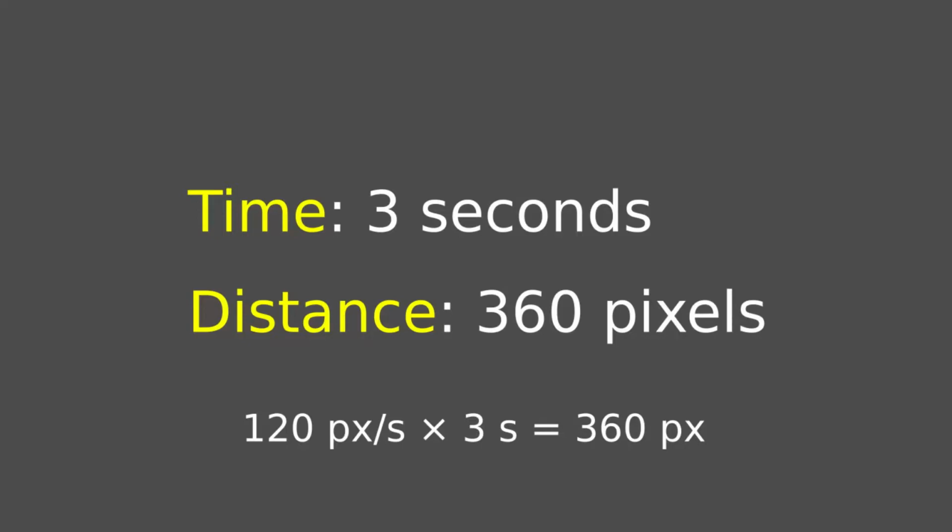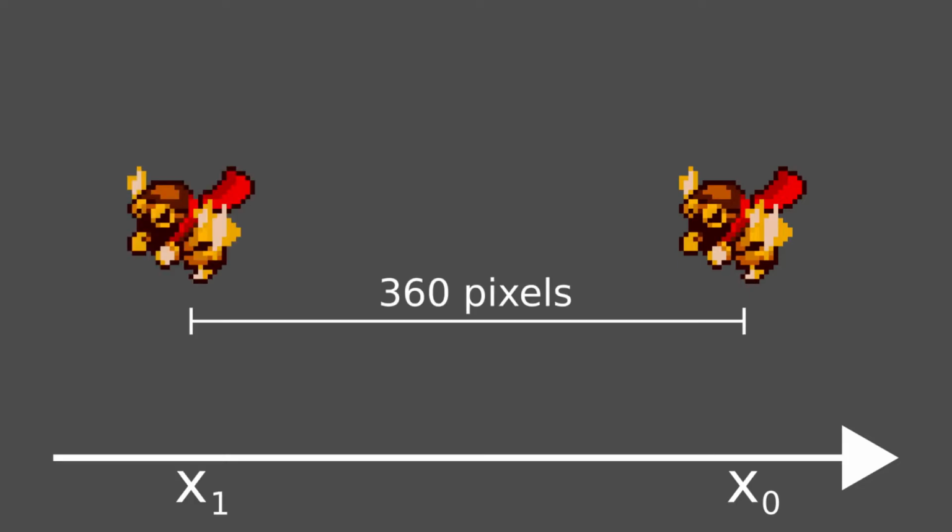If the bee moves at a constant speed of 120 pixels per second, then in 3 seconds it moves 360 pixels. So let's think in terms of distance. Here is the x-axis. Suppose that the initial position of the bee is x0. It starts at the right side of the arena. It should move 360 pixels to the left before stopping. So let's say that the point where it should stop is called x1. After resting for a little while, it should move 360 pixels to the right, back to x0.